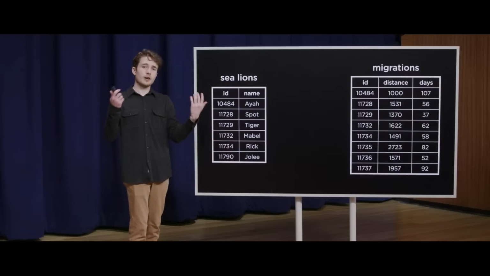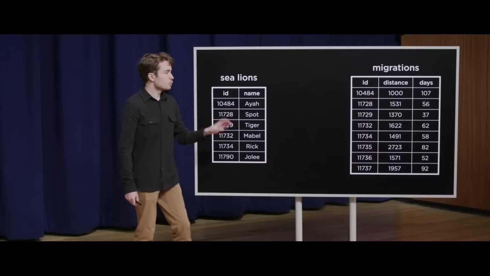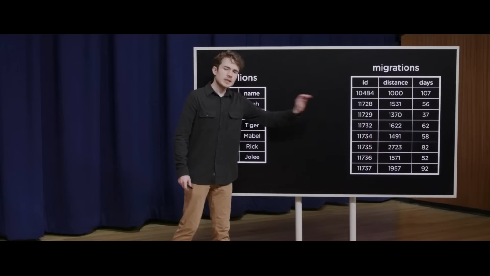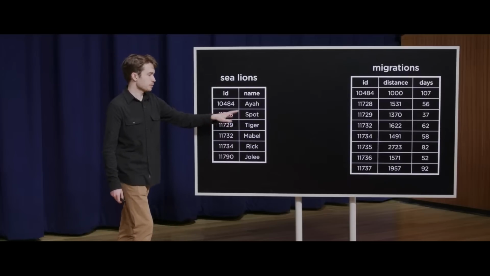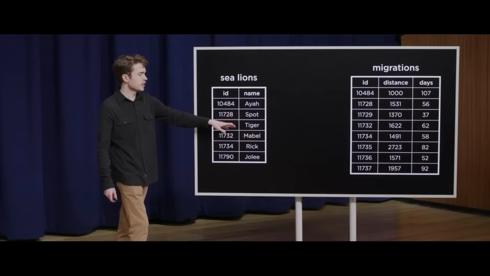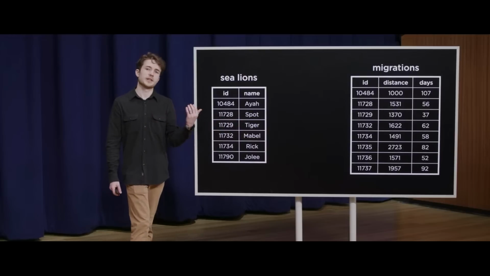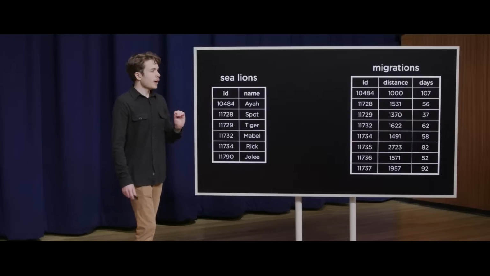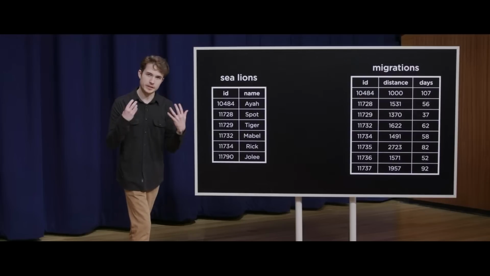But we have data on many sea lions, perhaps some we aren't even tracking anymore. This would be our migrations table. Now, it could come to pass that I want to figure out, well, how far did Spot travel? And how far did Tiger travel? And what I could do is use nested queries for this, but perhaps better yet, I could try to join these tables to see the data all in one table.